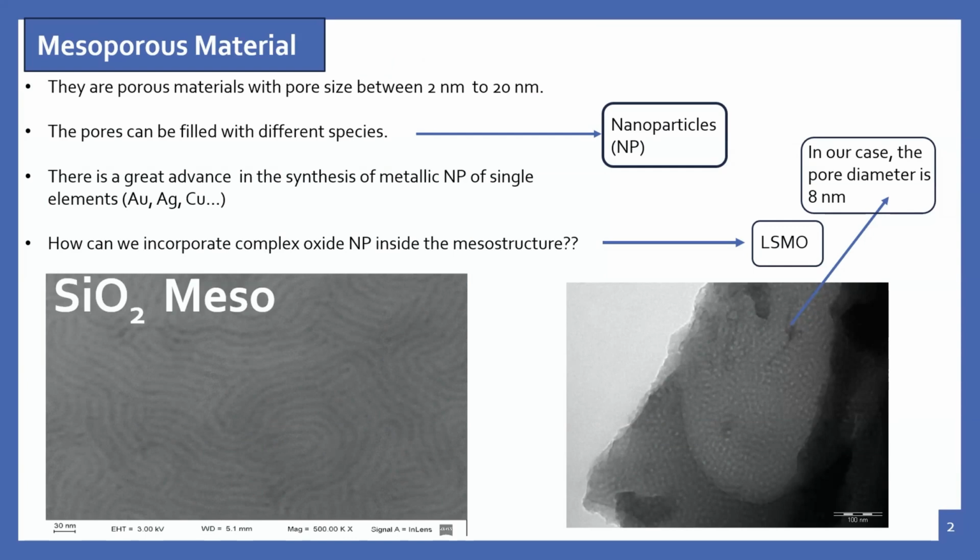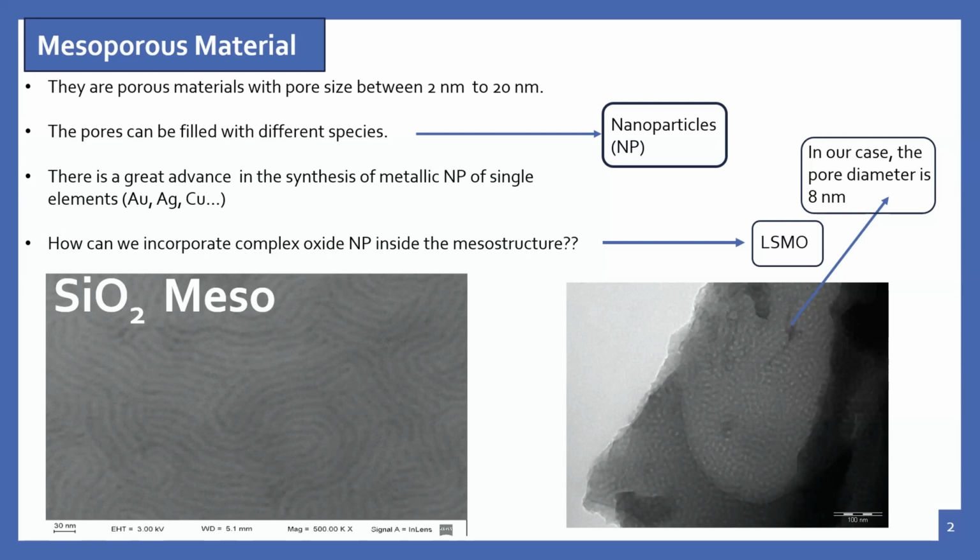We are interested in synthesizing inside these pores a more complex material, complex in the sense that we have more than one element. So the question that we are looking at is how can we incorporate complex oxide nanoparticles inside this mesostructure? In particular, we want to incorporate nanoparticles of the manganite lanthanum strontium, the LSMO. We are interested in this manganite because it presents ionic conduction and magnetocaloric effect.